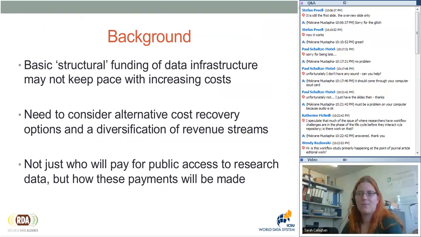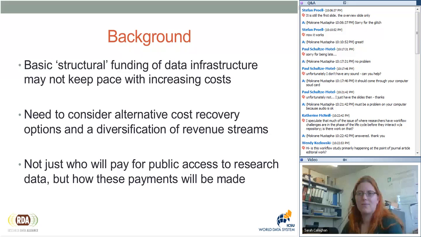So the background to this, why we think it's important, is this fundamental question of the concern that basic structural funding of data infrastructure may not keep pace with increasing costs and with the increasing volume of data. And I think we're all very aware of that threat, at least, and that challenge. So we need to consider alternative cost recovery options and potentially a diversification of revenue streams for data centers. And we often talk about, okay, who pays for data infrastructure, who pays for public access to research data, who pays for the long-term curation or stewardship of that data.